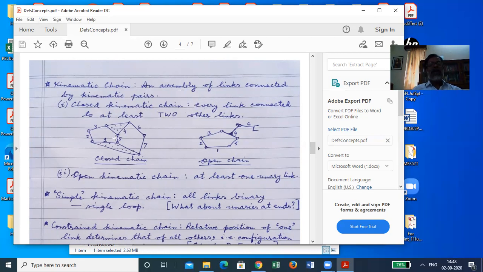So, for example, see, this is an example of a closed chain. Link 1 is connected to 2 and 7, 2 is connected to 1 and 3, 3 is connected to 2 and 4, 4 is connected to 3, 5, 6, and so on. So every link is connected to at least 2 other links. 2, 3, 5, 6, 7 are connected to 2 other links. 4 and 1 are connected to 3 other links.